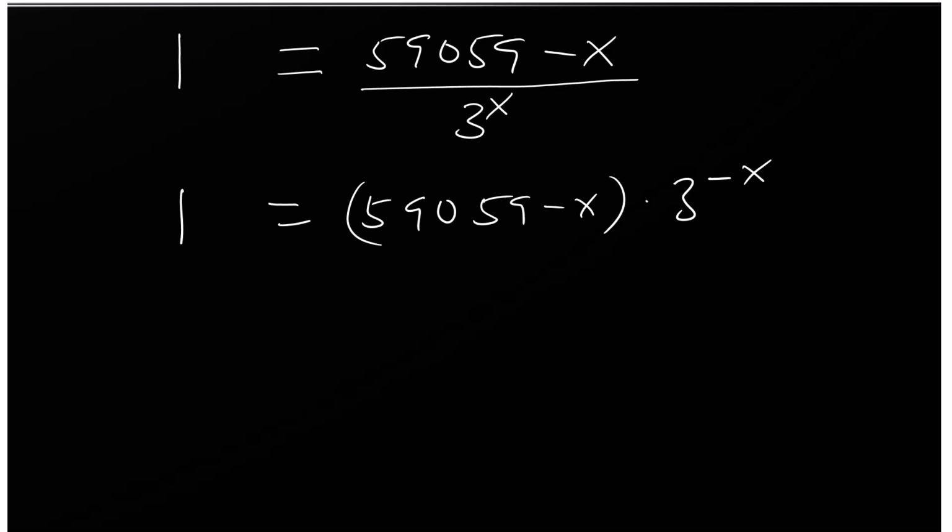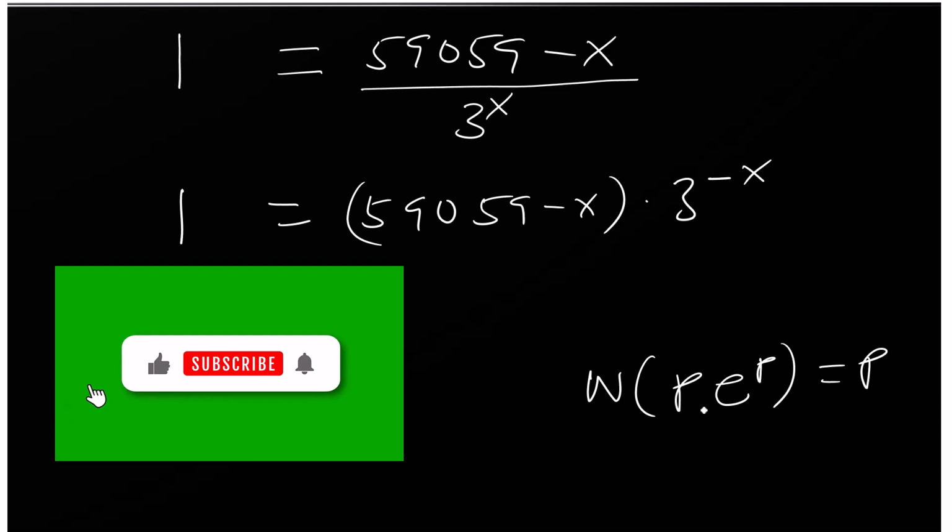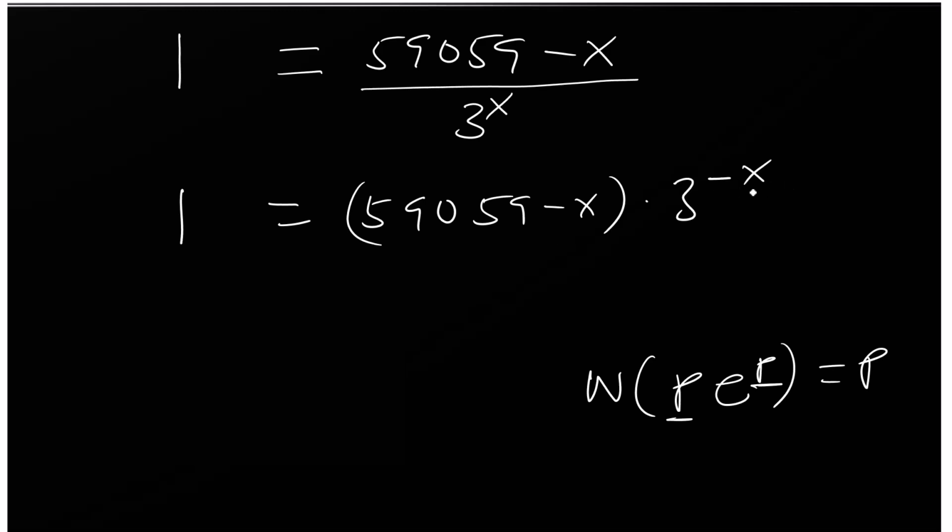Okay, now we want to apply the Lambert W function here. And when we have W function of p times e to the power p, the answer is p. So what is here must be equal to what is here. So look, we have this. We want to make this side equal this. So we are going to add 3 to the power 59059 to both sides.